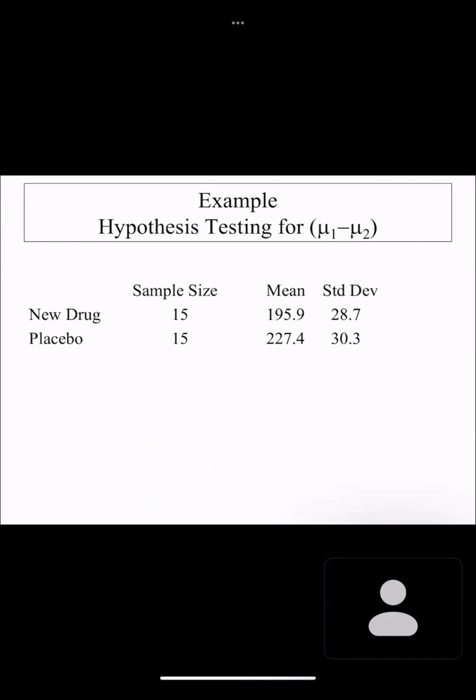So these are the numbers. In that clinical trial, we had 15 who were put on the new drug, 15 on the placebo. The mean cholesterol was 195 milligrams per deciliter for the new drug, and 227 for the placebo, with the standard deviations. Right? So these are X bar, and this is S. So what would be H0? Mu of new equals mu of placebo.